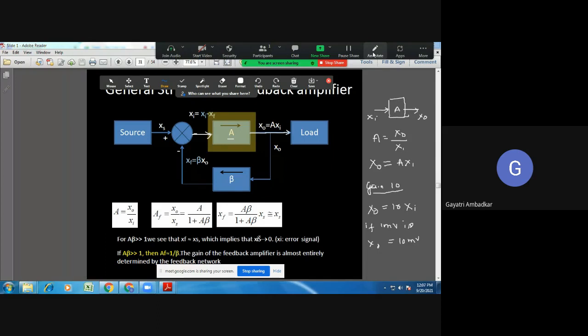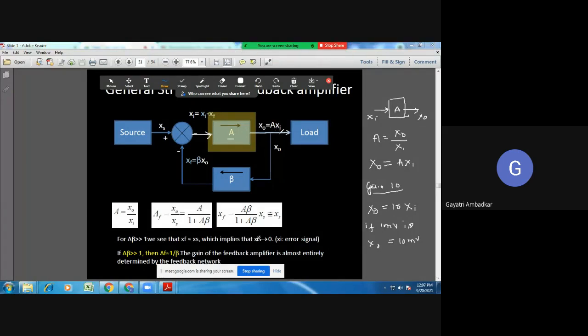Now, when I apply feedback, this is the output XO. This is your load, load resistance or whatever load you have connected. So your output is available here. We take this output and give it to a network called the feedback network. We connect here.